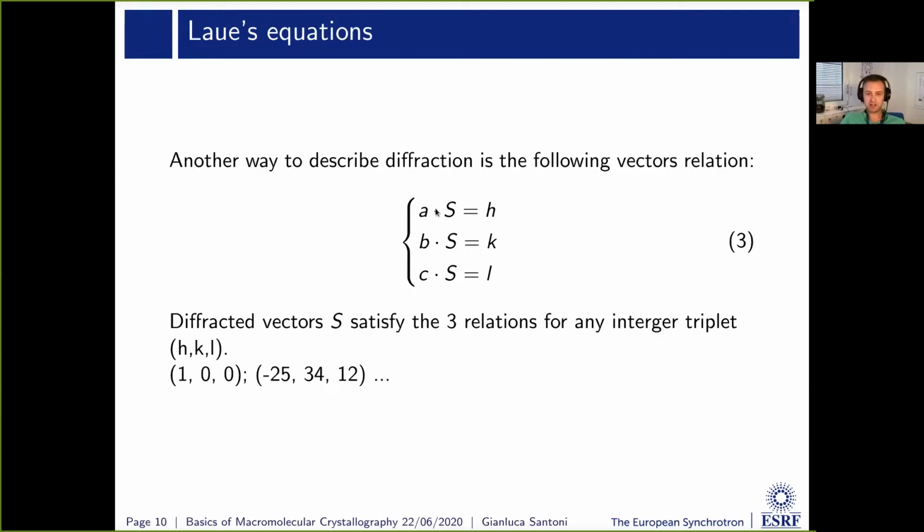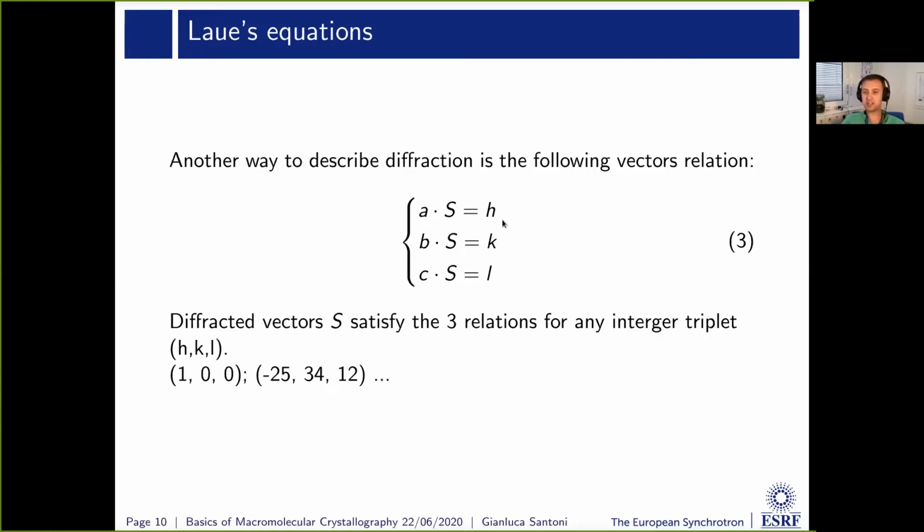What do they tell us? They tell us that the scalar product between the unit cell parameter of the crystal and the diffracted vector S must be a multiple integer, must be satisfied for each integer h, k, and l, which means we can get only diffraction at discrete positions and we can get it in all the possible directions in space.